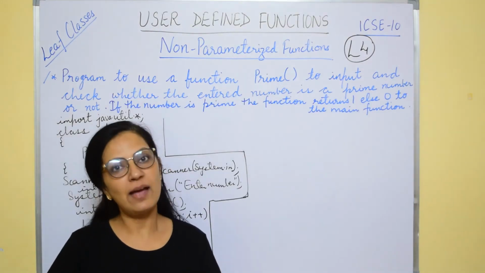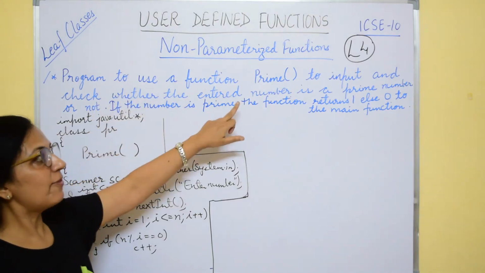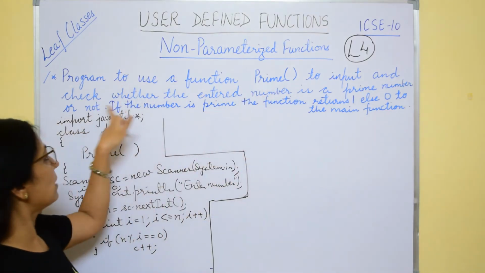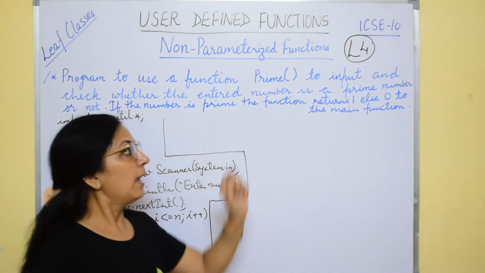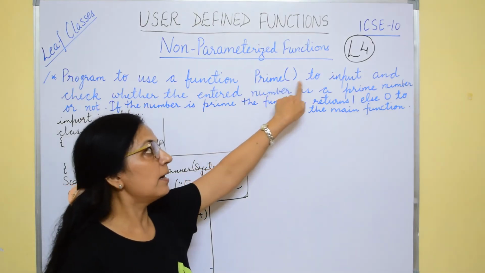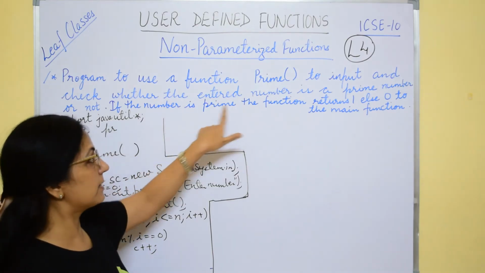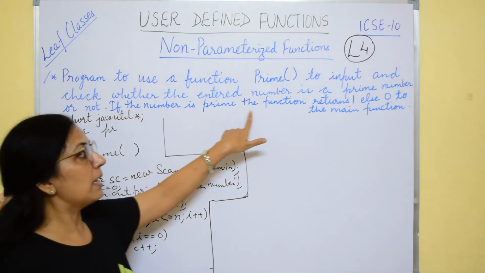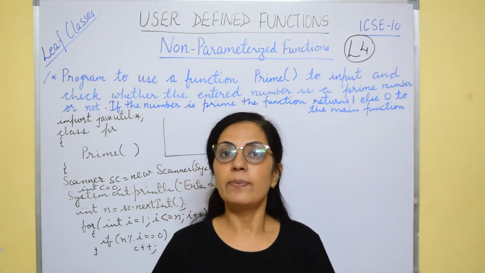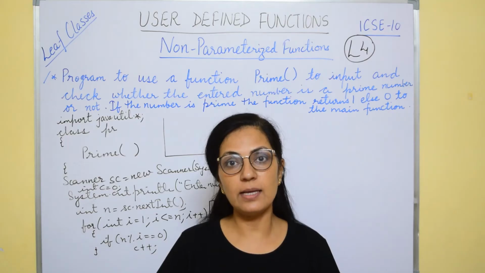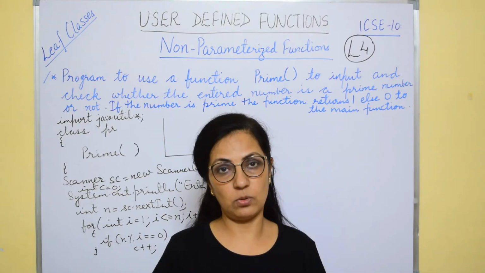This question also I have taken of prime number. Let us read the question. Program to use a function prime to input and check whether the entered number is prime or not. Here the prime function is only entering in this function, only input is there and checking is there. If the number is prime, the function returns 1, else it returns 0. That means it is non-parameterized, but it is returning a value, either 1 or 0, right?